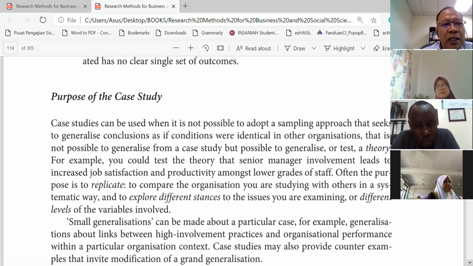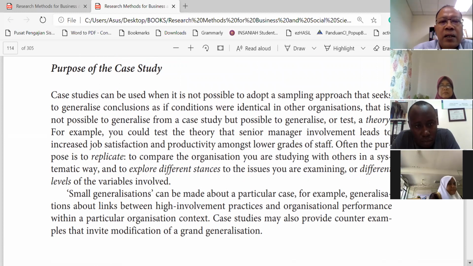Why do we need to use case studies? A case study can be used when it is not possible to adopt a sampling approach that seeks to generalize conclusions as if conditions were identical in other organizations. That is, it's not possible to generalize from a case study, but it is possible to generalize or test a theory. In case studies, it's not possible to make a generalization because you only test a small group of respondents. However, you can use your finding to test against the available theory, whether your findings agree or do not agree with the existing theory.